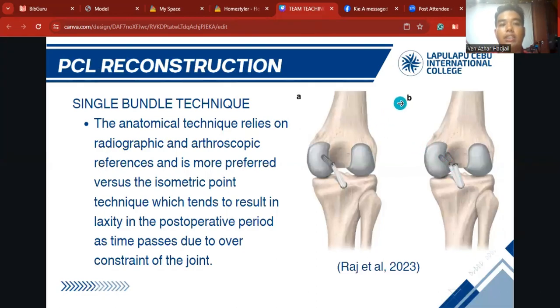The single bundle technique, the anatomical technique, relies on radiographic and arthroscopic reference and is more preferred versus the isometric point technique, which tends to result in laxity in the post-operative period as time passes due to constraint of the joint.